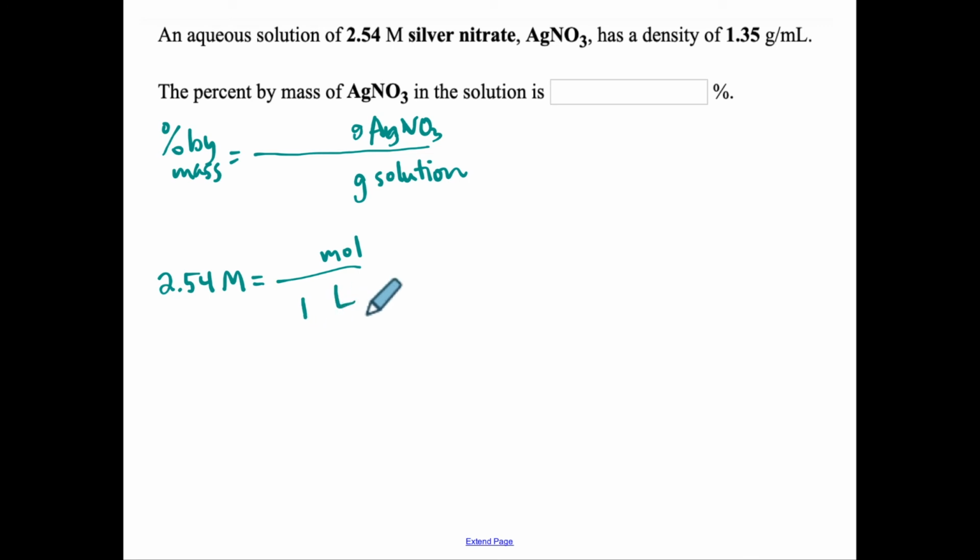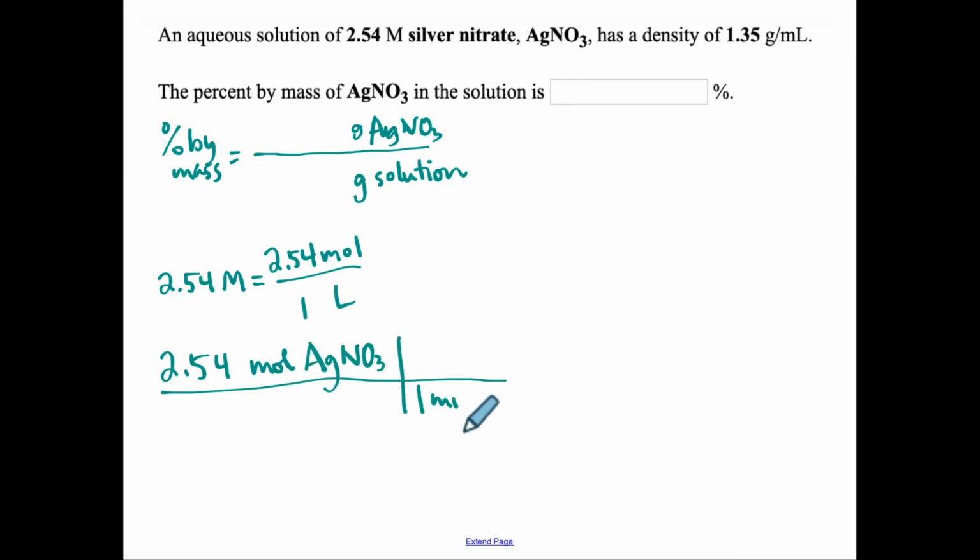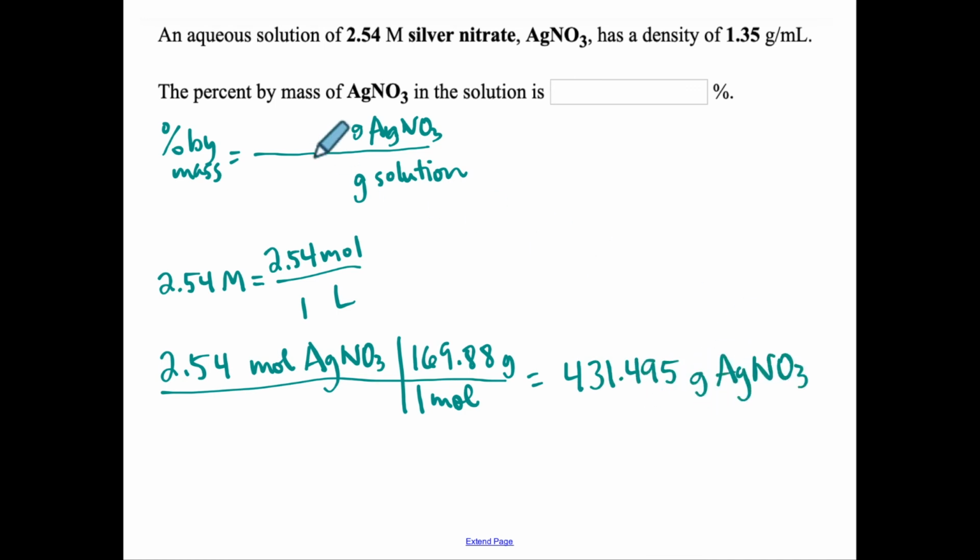So if we just say that we have 1 liter, then we can take 1 times 2.54 and have 2.54 moles. So we'll take 2.54 moles of AgNO3 and convert it to grams, and we get 431.495 grams of AgNO3, and that's what we can put up here.